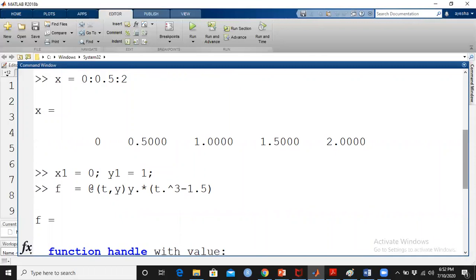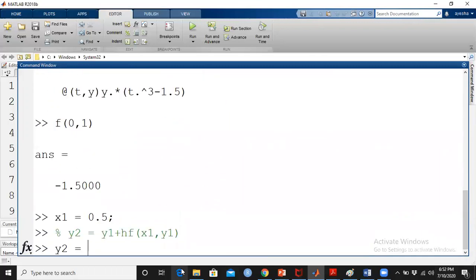So you will have y1, which is 1, plus h, which is 0.5, times f of x1, y1, which is actually this value at x1 or t1 is 0, y1 is 1. Substitute 0 and 1 in this function. You can see here that you will obtain this value.